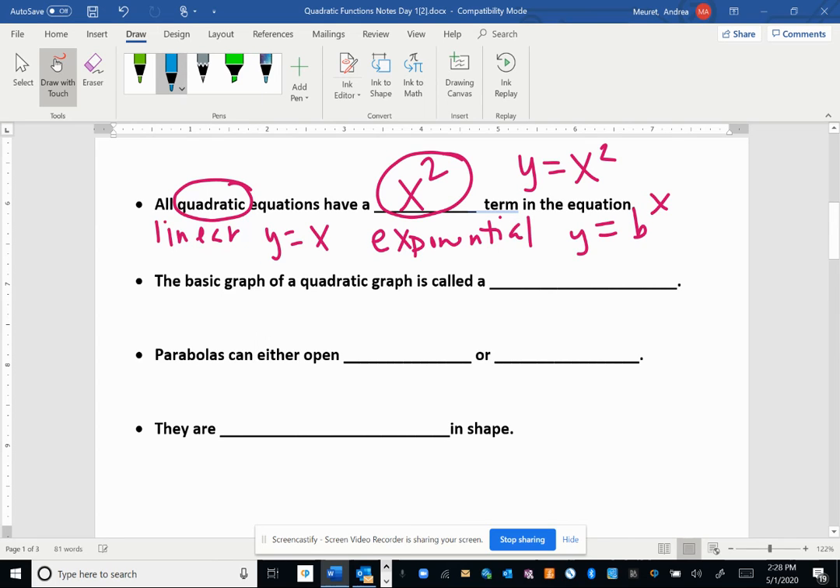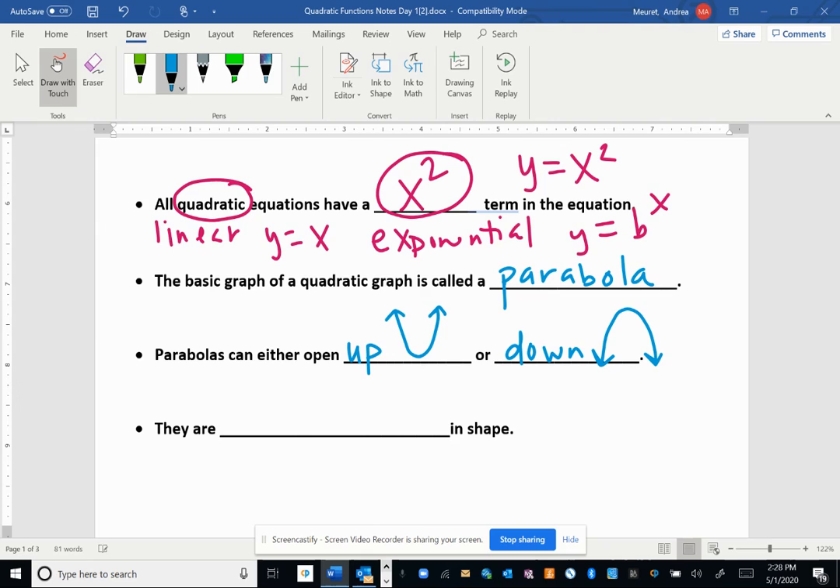For the next question, the basic graph of a quadratic is called a parabola. P-A-R-A-B-O-L-A. And parabola is that shape that a quadratic function looks like. Parabolas can open up. And this is what it looks like when a parabola opens up. Or they can open down. And when a parabola opens down, it looks like this.